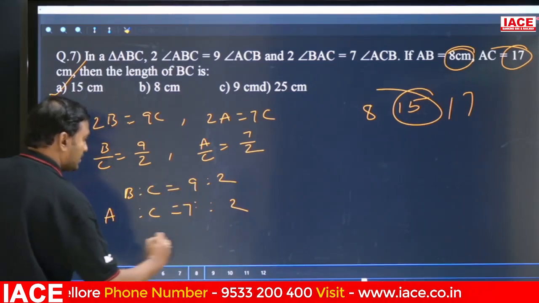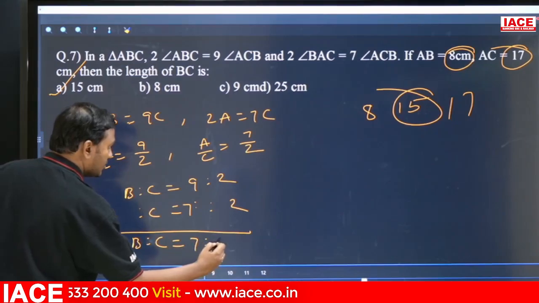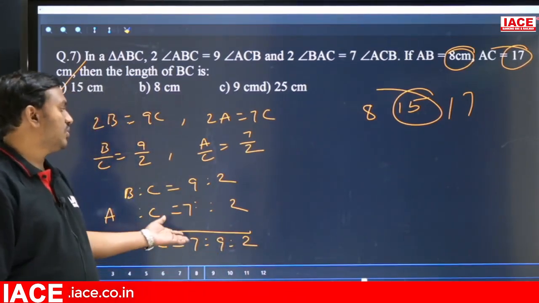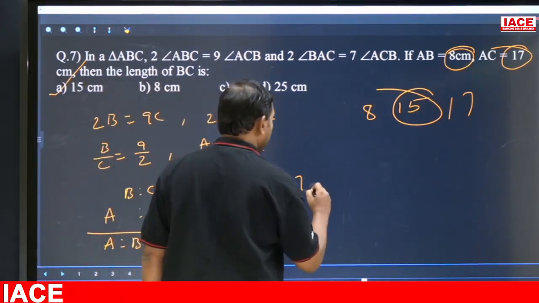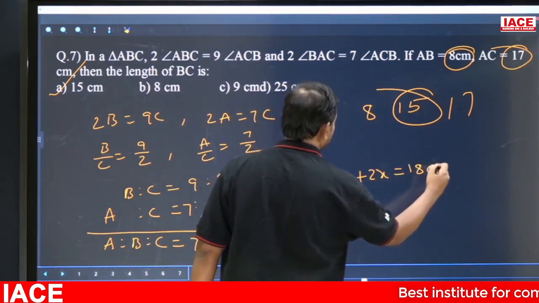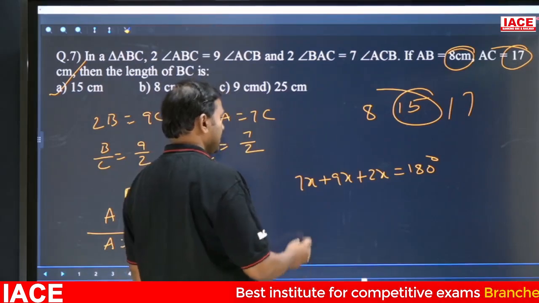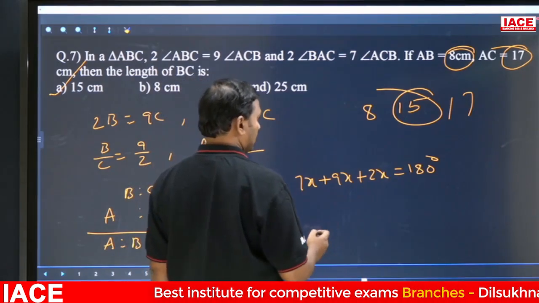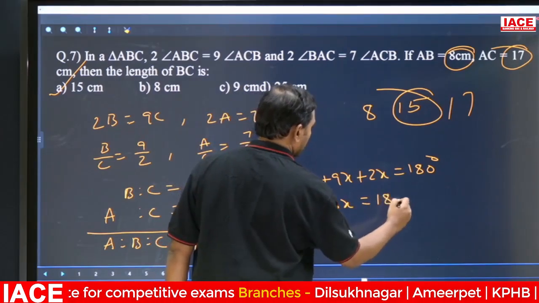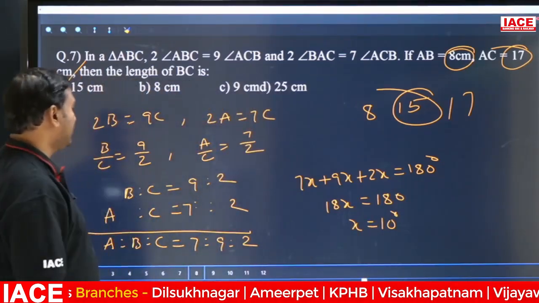So what is A is to B is to C? A is to B is to C is 7 is to 9 is to 2. That means 7x plus 9x plus 2x equal to how much? 180 degrees, right? So 18x equal to 180. So x equal to how much? 10 degrees.